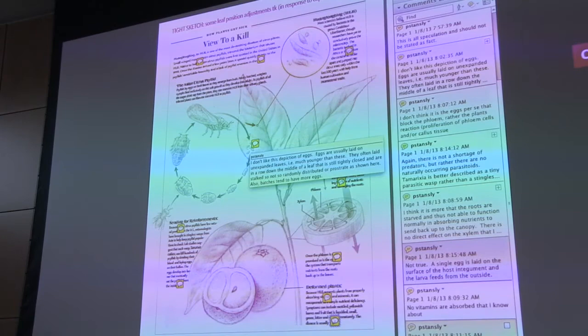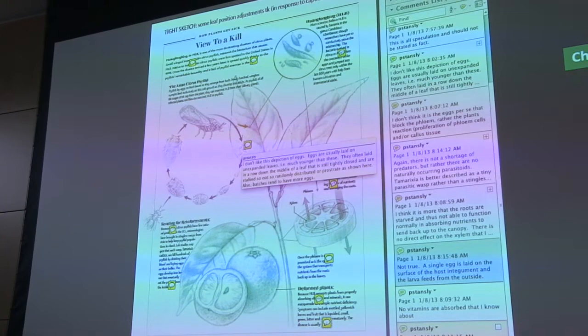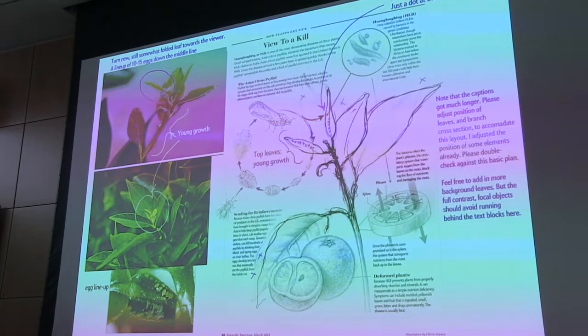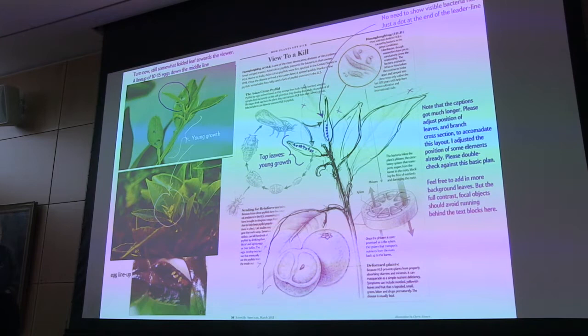Our expert consultant, Philip Anzulet-Stansley, an entomologist then at the University of Florida, did a really thorough review and returned a marked-up PDF. I went through the notes, clarified some points and overruled a few others, added some more visual references, and passed along the notes to the artist. Here's the final art box.